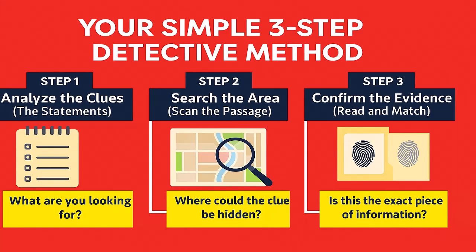Step 2, you search the area. The area is the entire reading passage. Step 3, you confirm the evidence. You make sure you have found the exact right piece of information. Let's break down each of these steps.